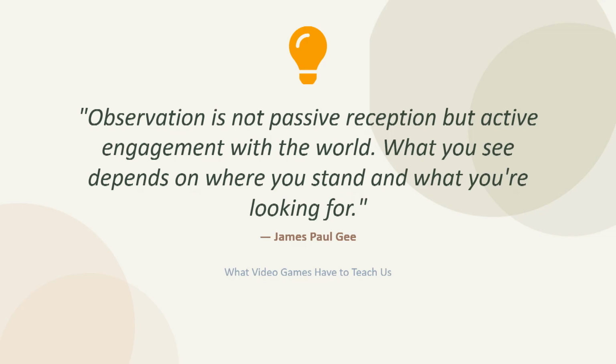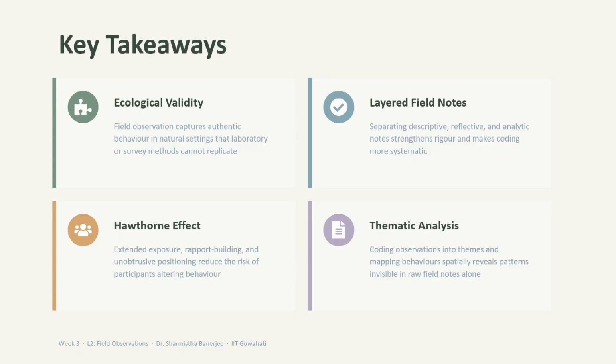What you see depends on where you stand and what you are looking for. So the key takeaways from this lecture are: look for ecological validity, it is important if you are going for field observation. If ecological validity is not such a big issue, or the ecosystem does not support doing the testing, like in the case of an X-ray machine, try to conduct a lab observation. Otherwise, go for a field observation because you will capture rich data of the actual usage context.